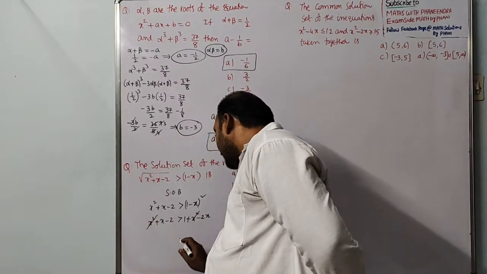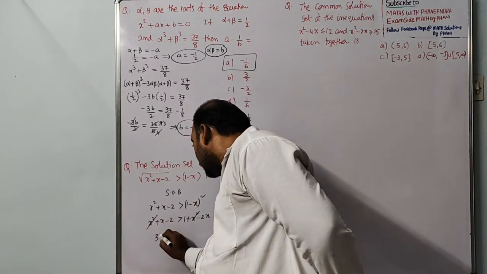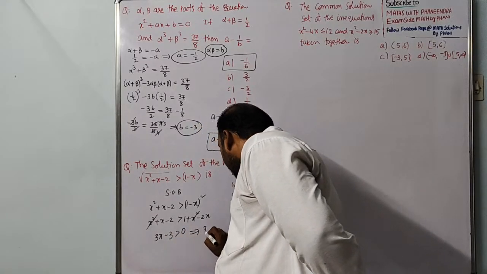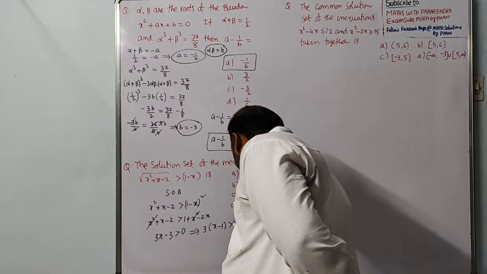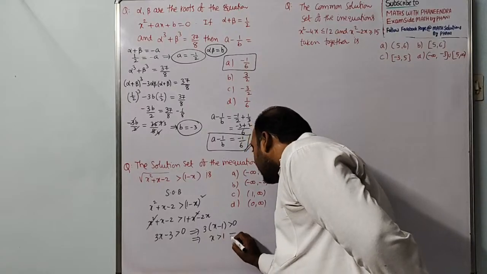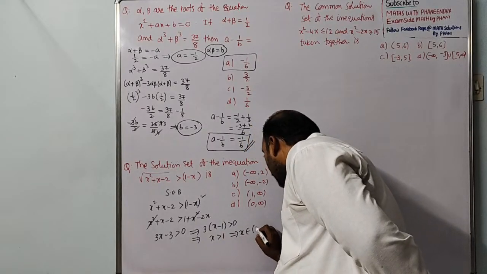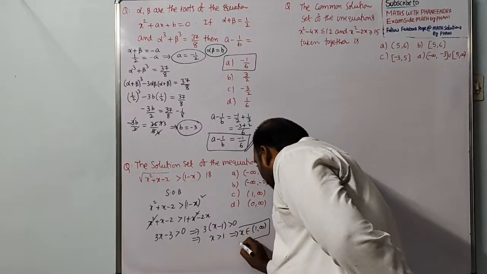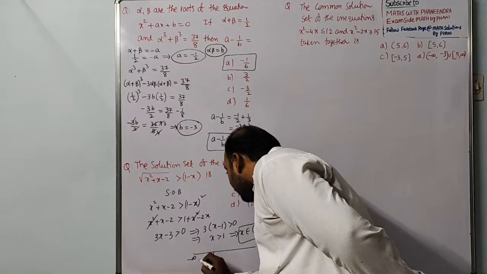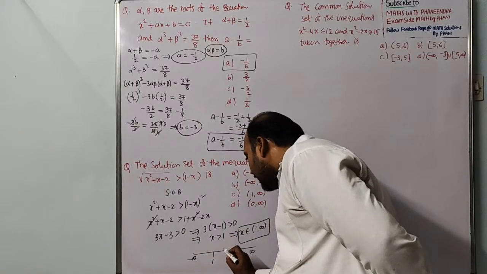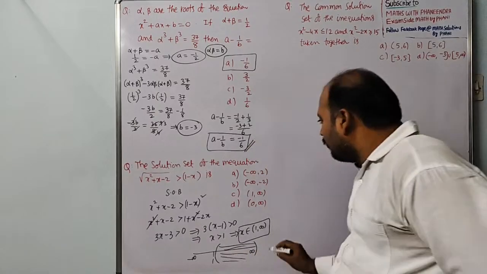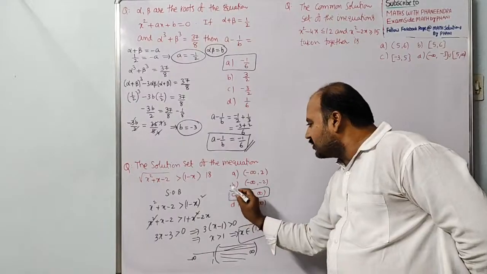X square gets cancelled, minus 2x bring this side, total 3x. 1 also bring this side, minus 3. So that implies 3 take common, x minus 1 is greater than 0. 3 also bring that side, x is greater than 1. X is greater than 1 means x belongs to 1 to infinity. In the real number line, if you draw, this is 1, this is minus infinity, this is plus infinity. X is greater than 1 means from here to here. This is 1 to infinity. 1 to infinity is there in the third option, dear students.